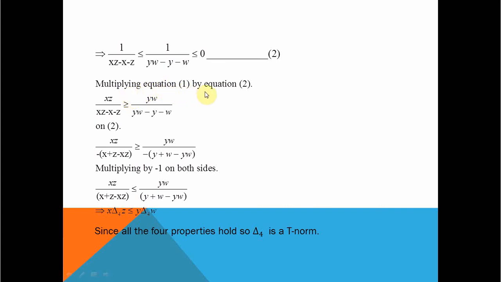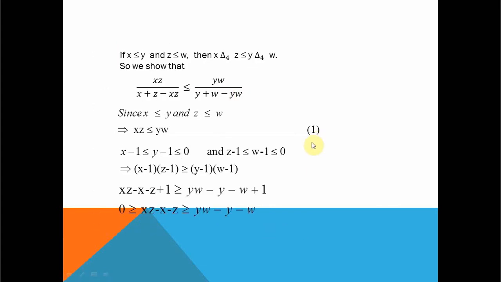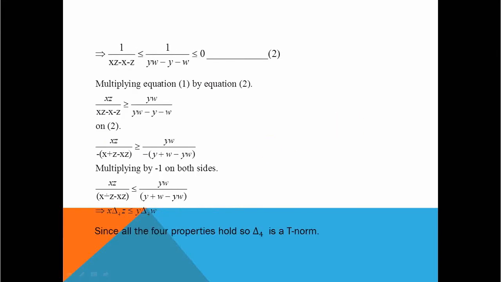Multiplying equation 1 and equation 2. This is equation 2 and this is equation 1. The first one we take as equation 1. We multiply these two equations. Since this is less than or equal to 0, if we multiply this expression with the other one, we get xz divided by xz minus x minus z is greater than or equal to yw divided by yw minus y minus w.